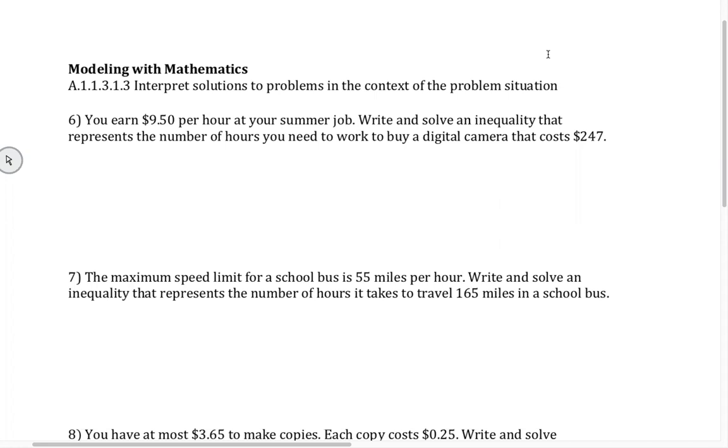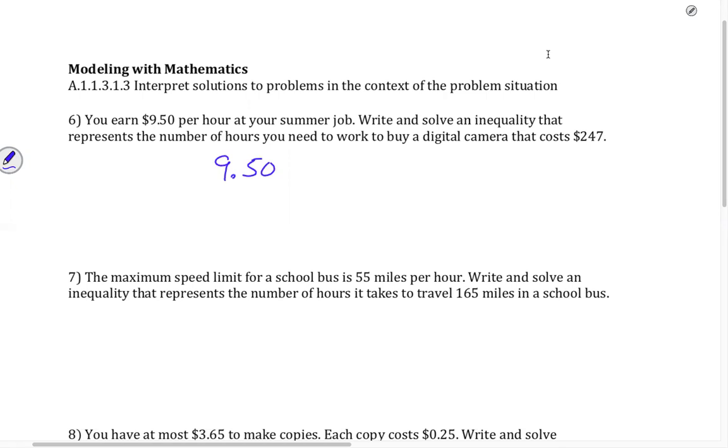Write and solve an inequality that represents the number of hours you need to work to buy a digital camera at $247. Now, nobody buys digital cameras anymore. Okay, not really, you guys. Pretty much you're more invested in phones. So just view it as you're buying your phone for $247. So you have to work some hours, getting paid $9.50.